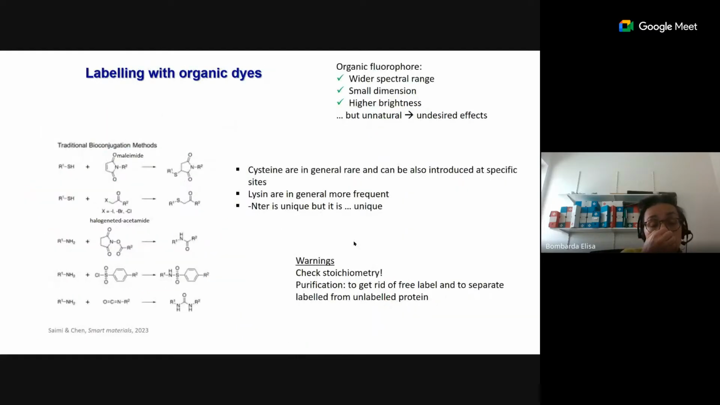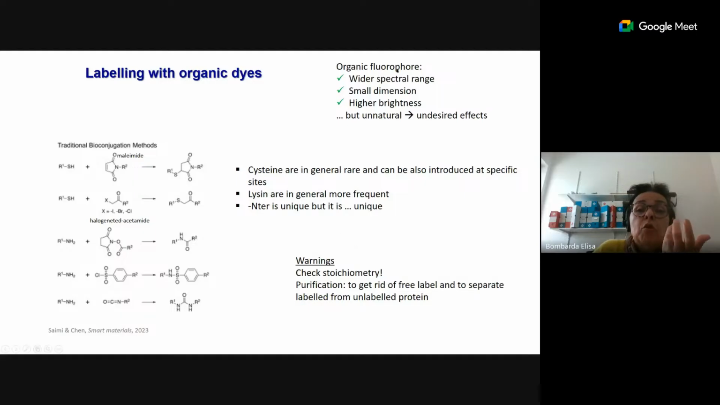Okay, so here we were remaining in the analog of an amino acid, but we can also label the protein with organic dyes. We were seeing the hexa, fluorescein, cyanine, etc. And that is chemically done.